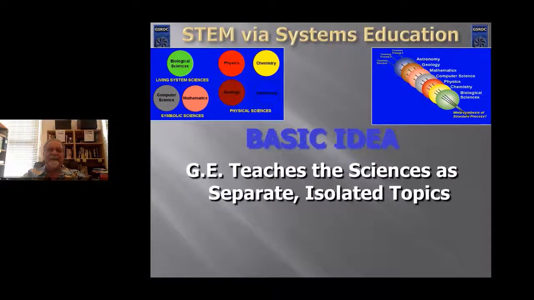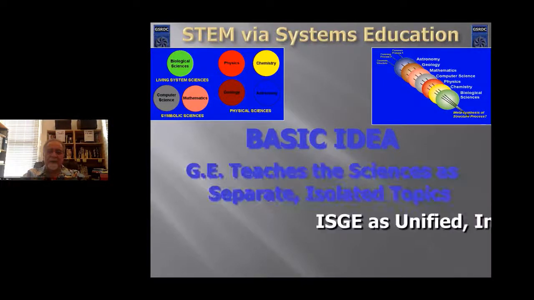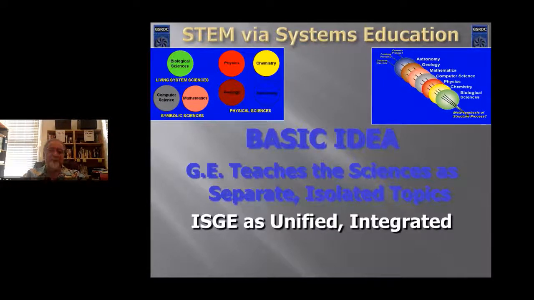Well, the basic idea is that education teaches the sciences as separate, isolated topics at the present time. So if you look in the upper blue left corner, you see they take a course in biological sciences, maybe they take a course in oceanography, maybe one other course in computer science. They often miss chemistry and the other ones altogether because they're taught as isolated topics. And those are taught by disciplinary people. That means they don't even look at the other sciences when they're taught. I know because I've taught a lot of those in biology.